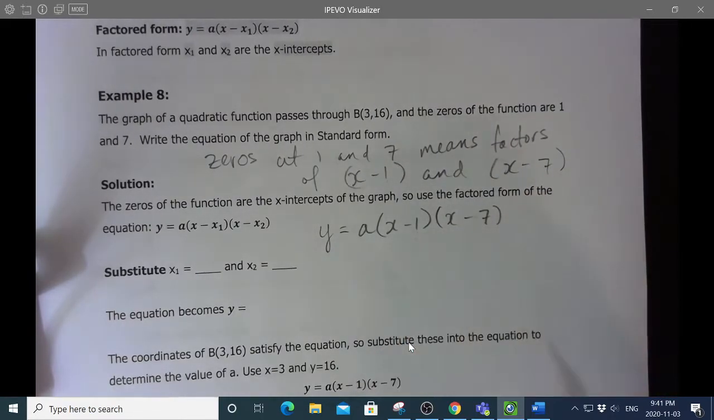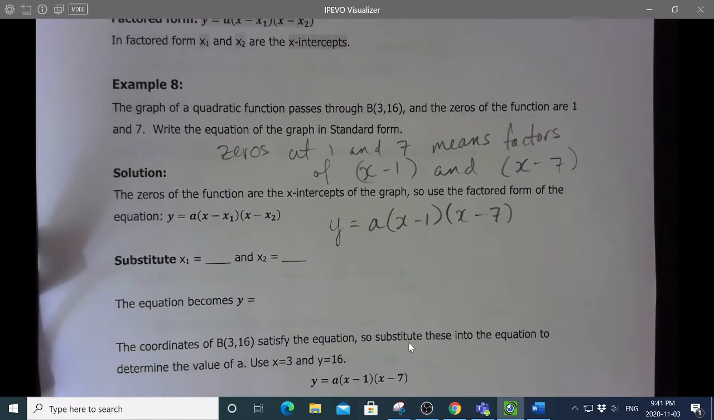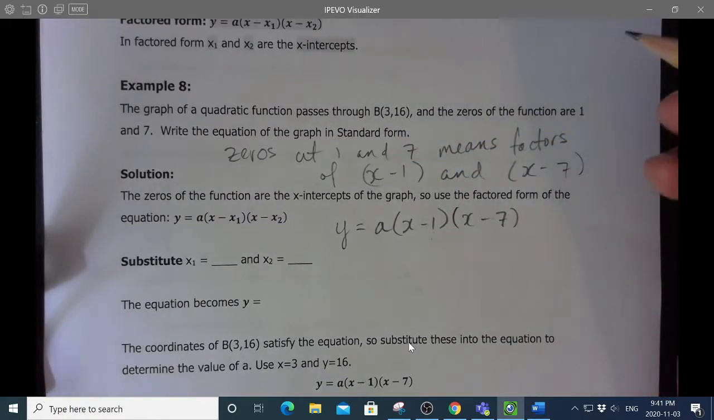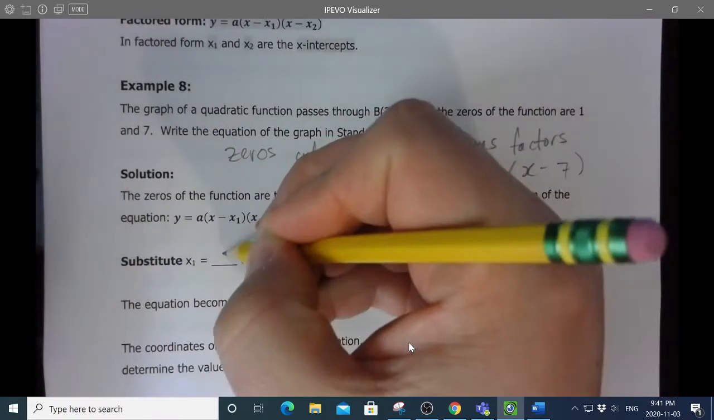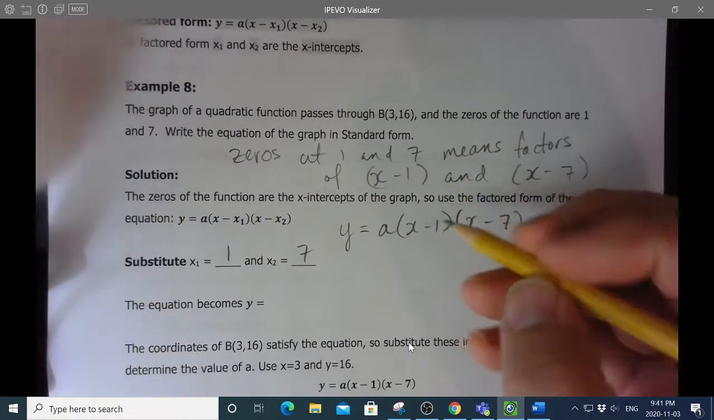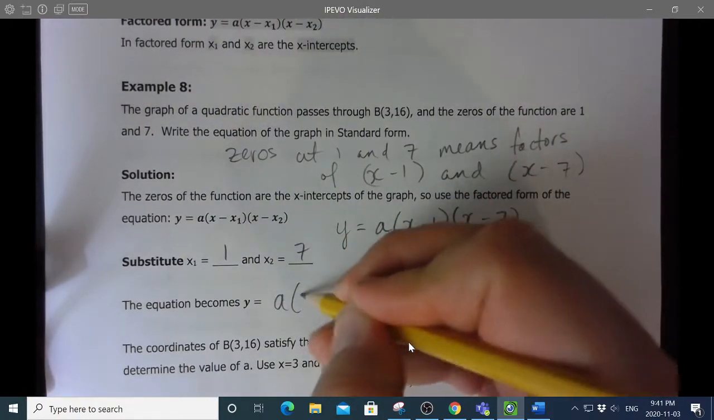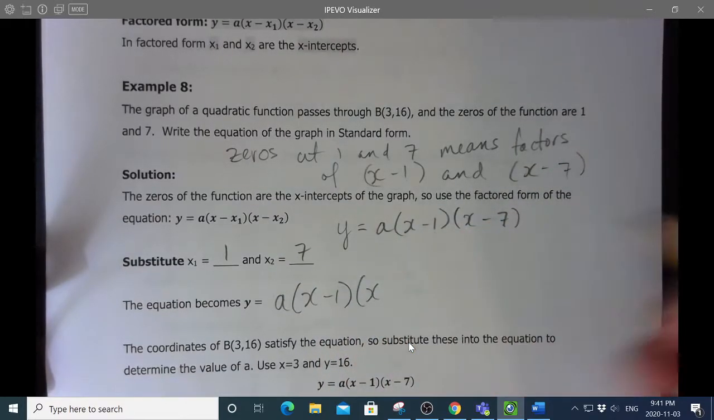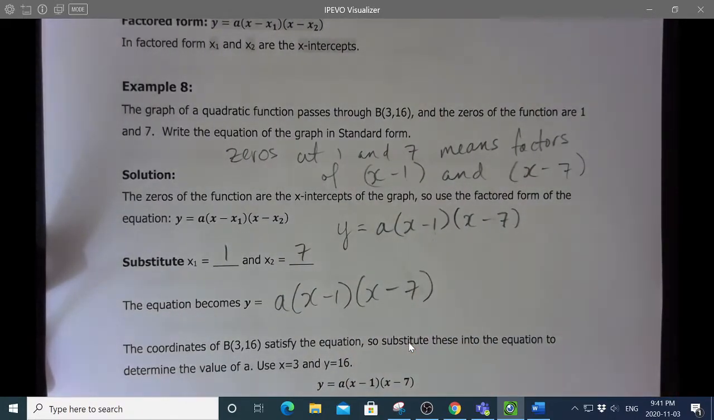Does it matter what order those two things are in? No, not at all, right? Because you can multiply two things in any order. So now, we're going to substitute. X1 is, again, well, I kind of did that already. X1 is 1, X2 is 7, and that's the formula we come up with. A times x minus 1 times x minus 7.